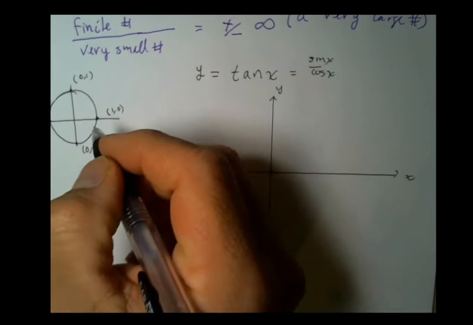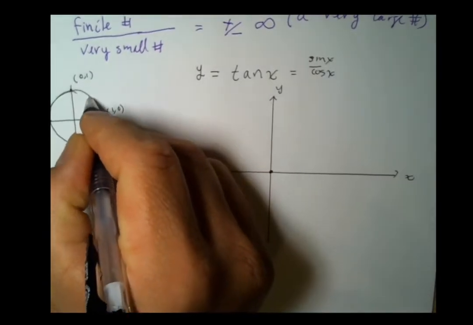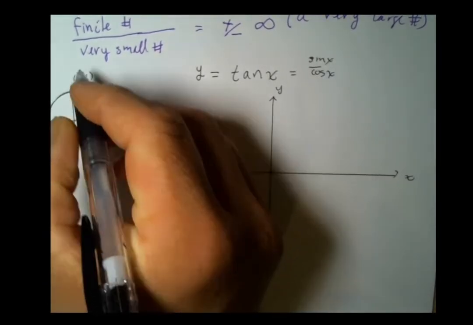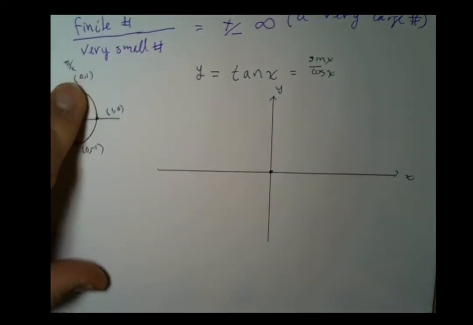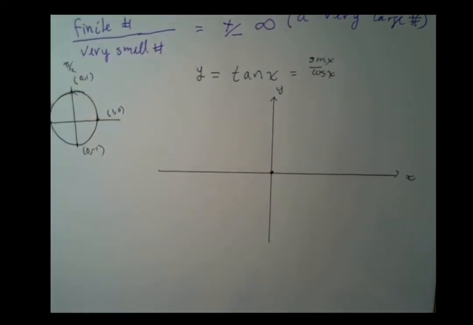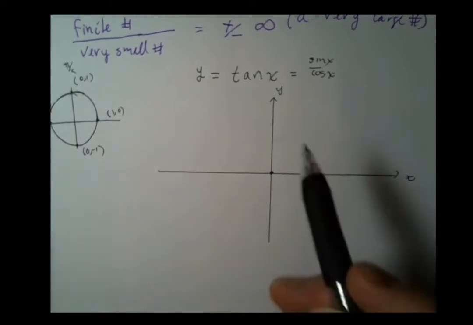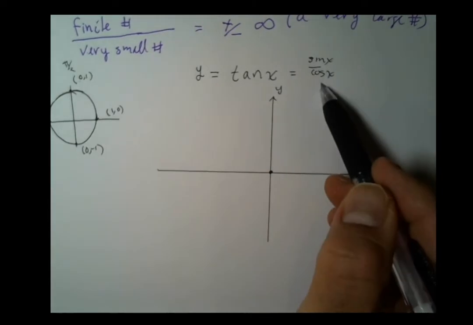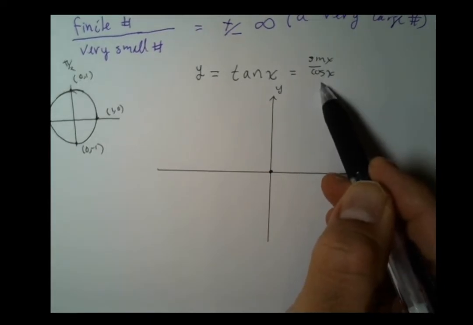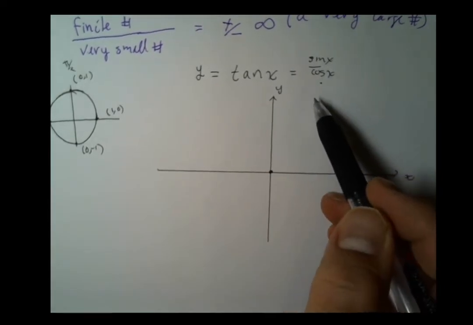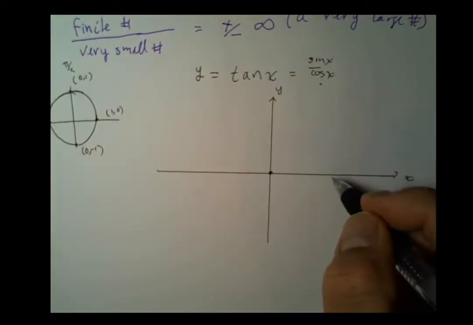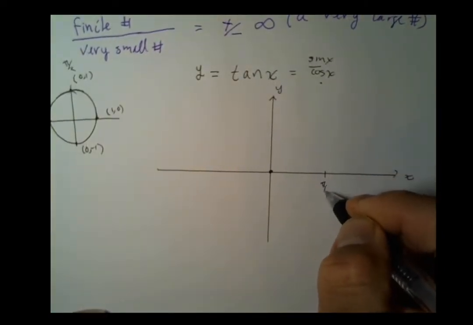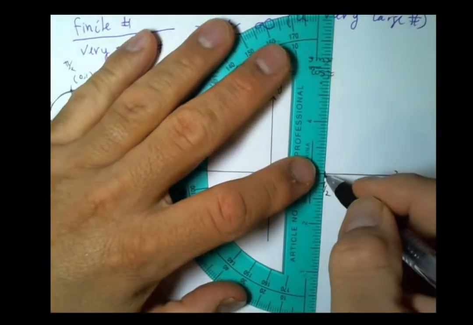Now, as we work our way to pi over 2, we know that this is pi over 2. Here's where we're going to have our first undefined value. Because when we reach pi over 2, the value for the cosine is 0, and I cannot have that as part of my function. It is undefined. Okay, so what we have here at pi over 2 is going to be an asymptote.